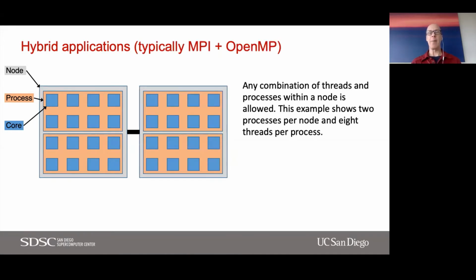All right, now hybrid applications, this could be done multiple ways, but typically it's going to be MPI plus OpenMP. So any combination of threads and processes within a node is allowed. So here we see an example showing 2 processes per node and 8 threads per process. So I use those orange rectangles to indicate a process encompassing 8 cores, and then we have a thread running on each core.